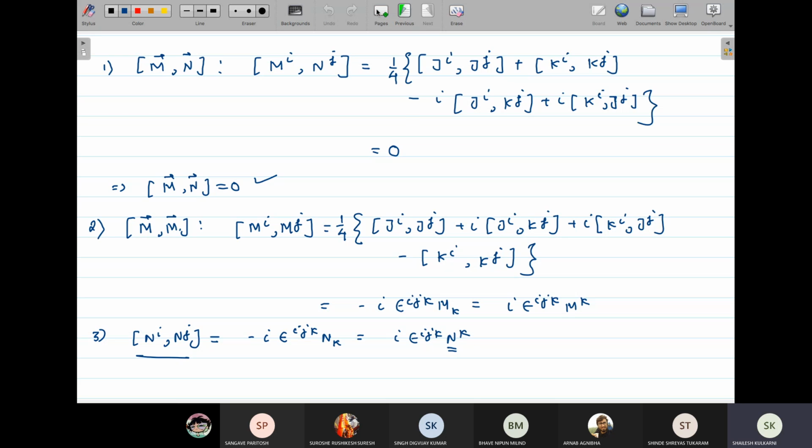Recall what happens for rotation. For rotation, you have the Li, Lj commutation relation. This is your usual angular momentum. Li, Lj is equal to I times epsilon ijk Lk. This is what is happening now. The MM commutation relation gives you the same kind of algebra. The NN commutation relation gives you the same kind of algebra. The MN commutation relation gives you 0.